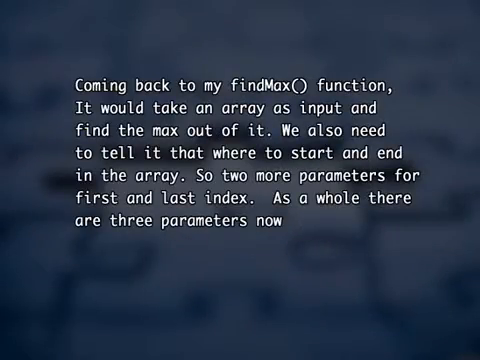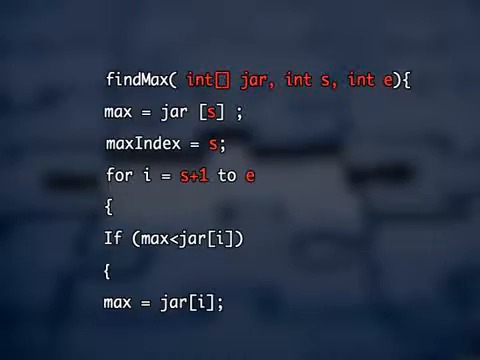Coming back to my findMax function, it would take an array as input and find the max out of it. We also need to tell it where to start and where to end the array. So 2 parameters for first and last index. As a whole, there are 3 parameters now.